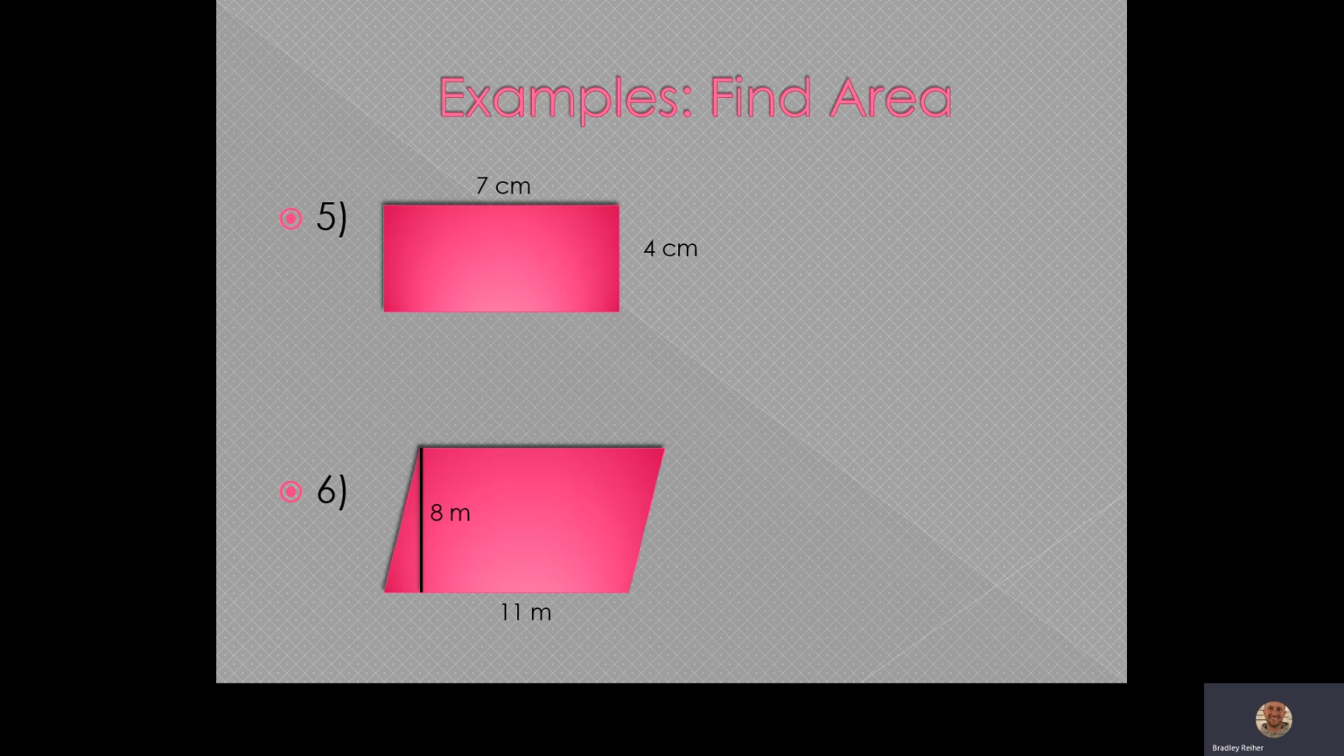So if we were in class, this is where I would show you. I would take this rectangle and I would split it into 7 equal pieces going across and 4 equal pieces going up and down. And what that does is that makes 28 little squares inside that rectangle. That's why the answer is 28 square centimeters.